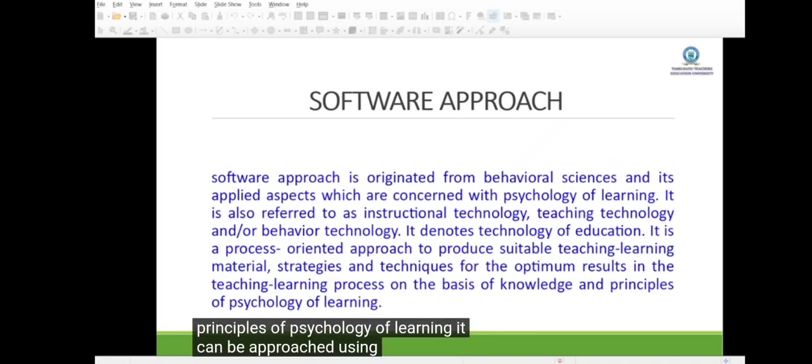It can be approached using software in a variety of ways. It can be used to provide educators with the tools and resources to support teaching and learning, such as online course management systems and learning management systems. It can also be used to facilitate collaboration between students, teachers, and administrators. Additionally, software can be used to create and deliver content such as digital textbooks, simulations, and educational games.